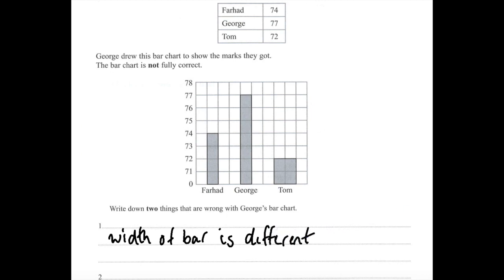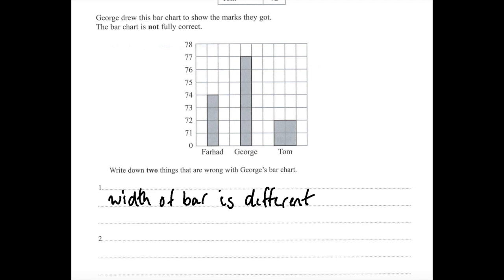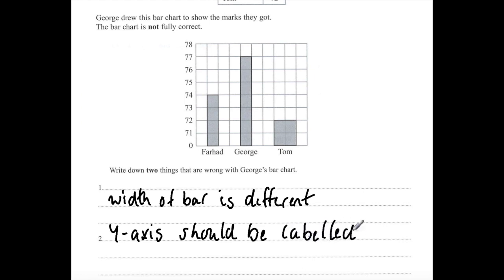The second mistake is that the y-axis should be labelled as frequency or test score. So let me write that down. Frequency or test score.